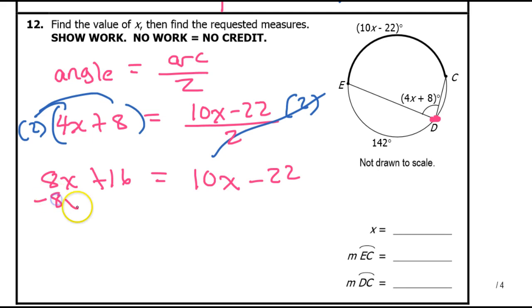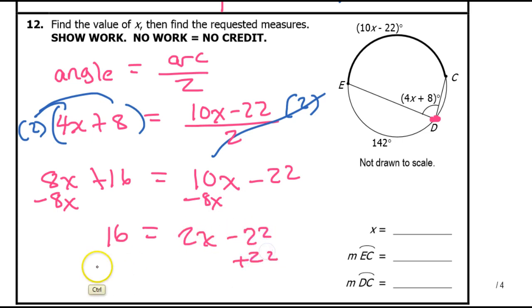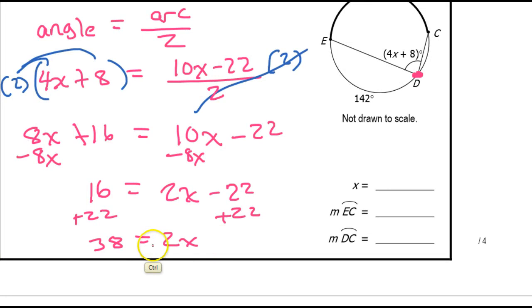I will now subtract 8x from both sides to get those variables together. So that's going to give me 2x minus 22. And then I would add 22 to both sides. So that's going to give me 38 is equal to 2x. And then if you divide both sides by 2, that's going to be 19.